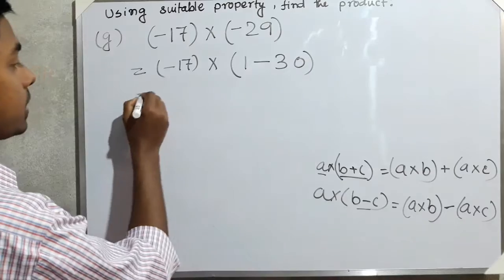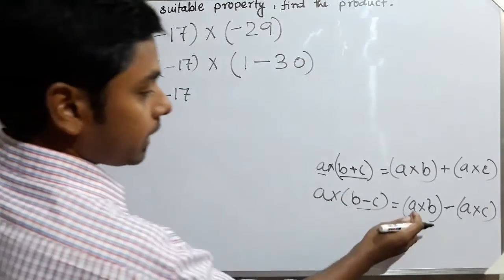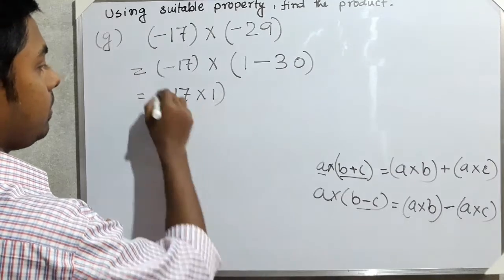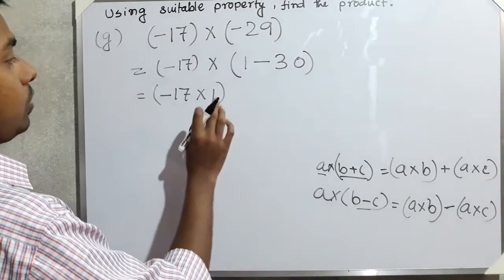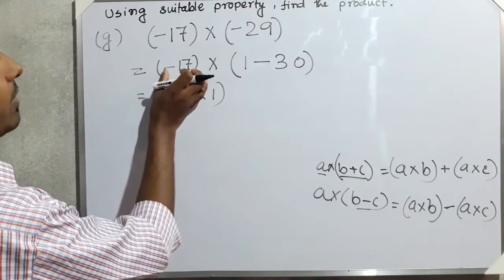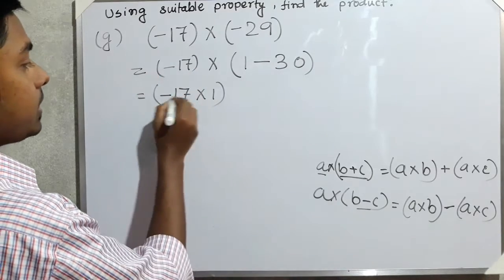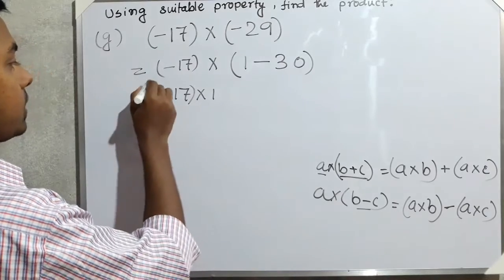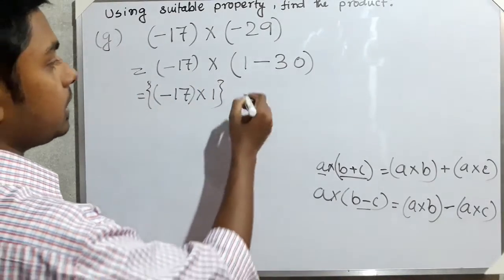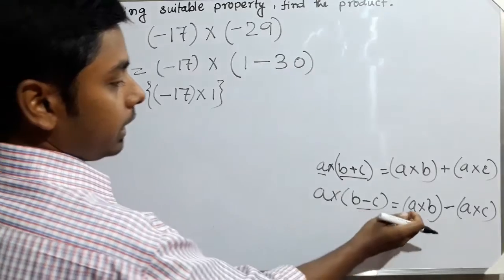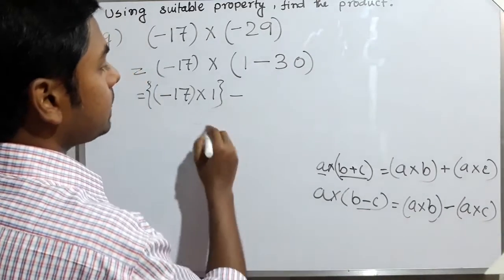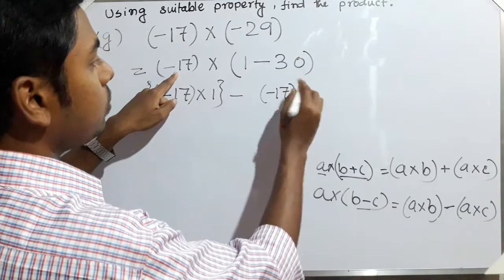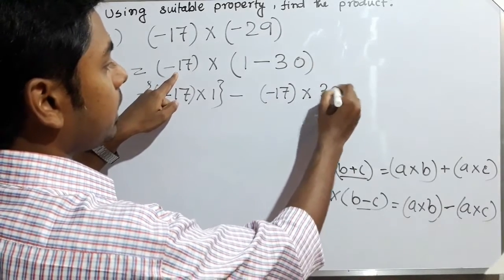Now we have to use it. Minus 17, that means a into b. Now listen here. Minus 17 is in bracket because it is a negative integer, so keep it in bracket. Whenever you use the first bracket, put a curly bracket here. So a into b, then minus a into c. So a into c is equal to what? 30.